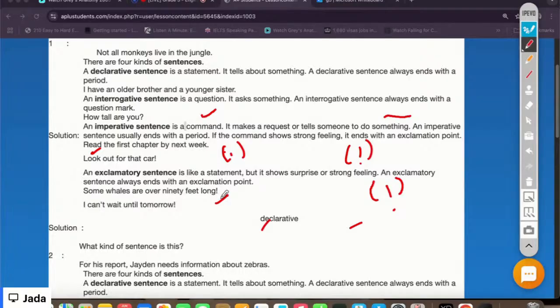Oh, I can't wait until tomorrow! If I say I can't wait until tomorrow, it means that I am excited about something. So you have the exclamation point. Okay, so that's it for the explanations.